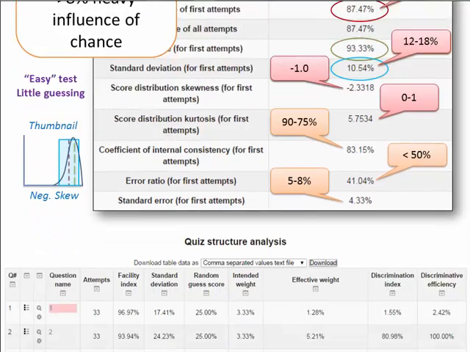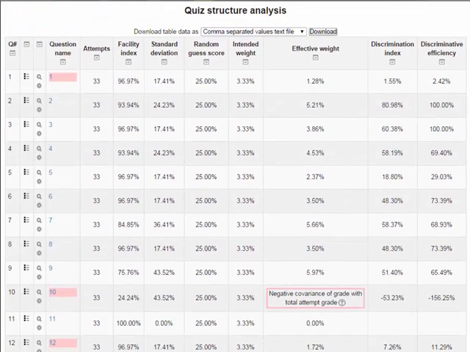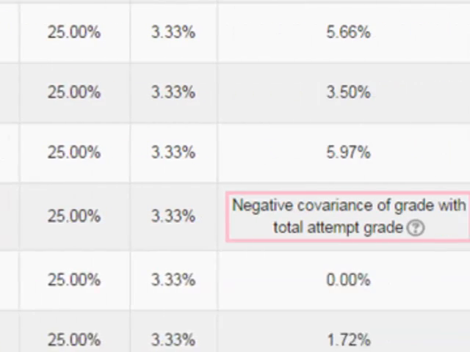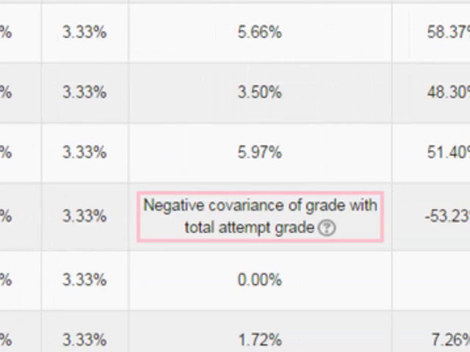Scrolling down the page, we enter our second segment, the quiz structure analysis, which provides us a question-level view of the statistics for the exam. The questions that do not meet the most basic criteria are highlighted in pink, including one question, number 10, which exhibits negative covariance. What this means is that the question appears to be measuring something other than what the exam is supposed to be covering.